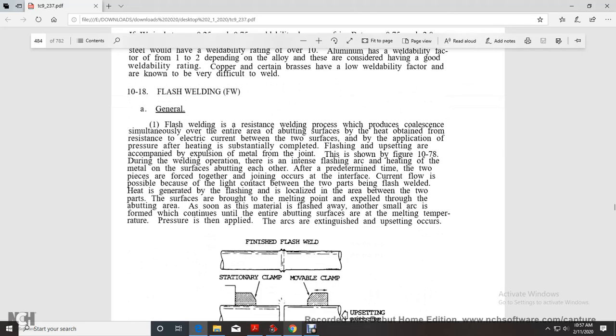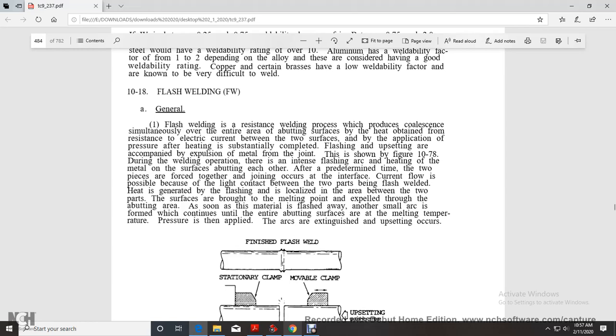Flash welding. Flash welding is a resistance welding process that produces coalescence simultaneously over the entire area of the abutting surfaces, with the heat obtained from the resistance to the flow of electrical current between the two surfaces, and by the application of pressure after heating is substantially complete, with flashing and upsetting expelling metal from the joint. These are shown in figure 1078 during the welding operation. There is intense flashing and heating of the metal surfaces of the butting ends.